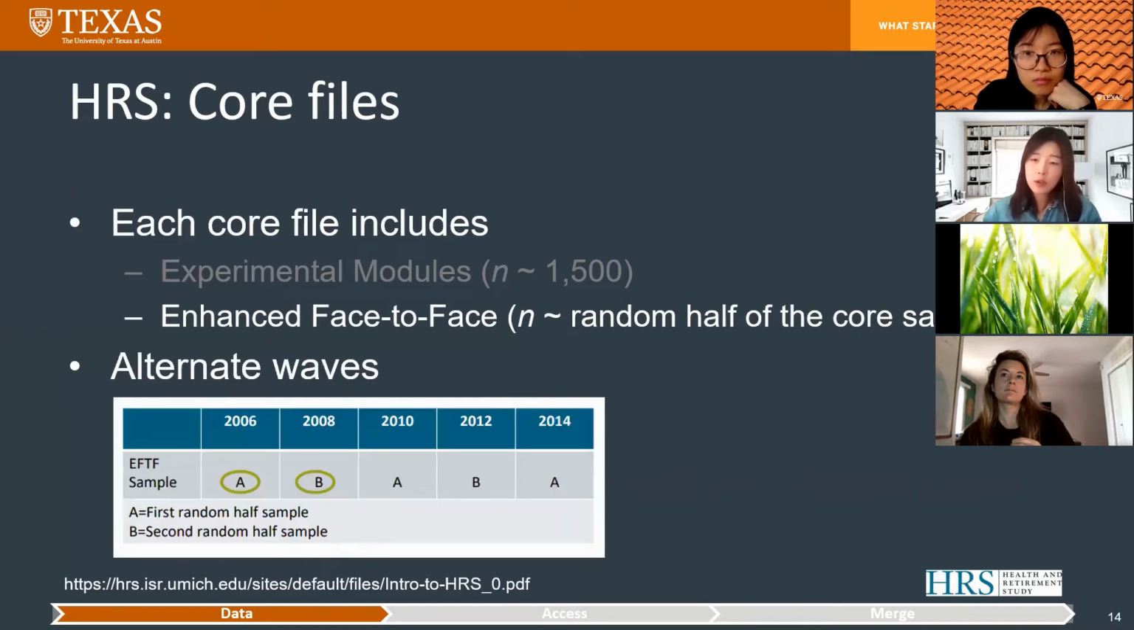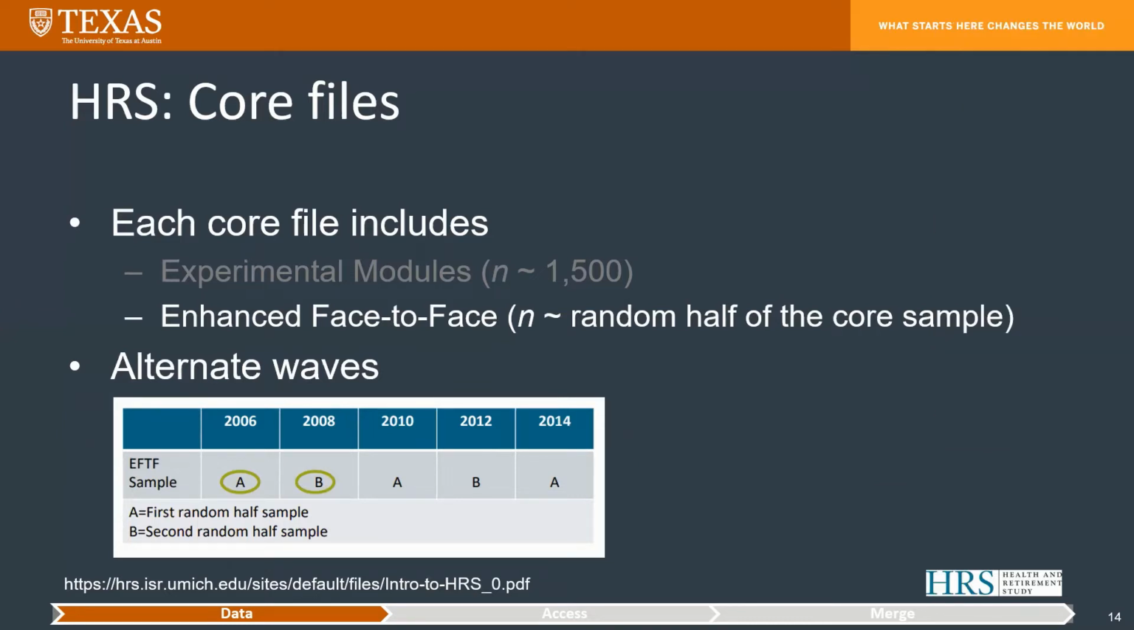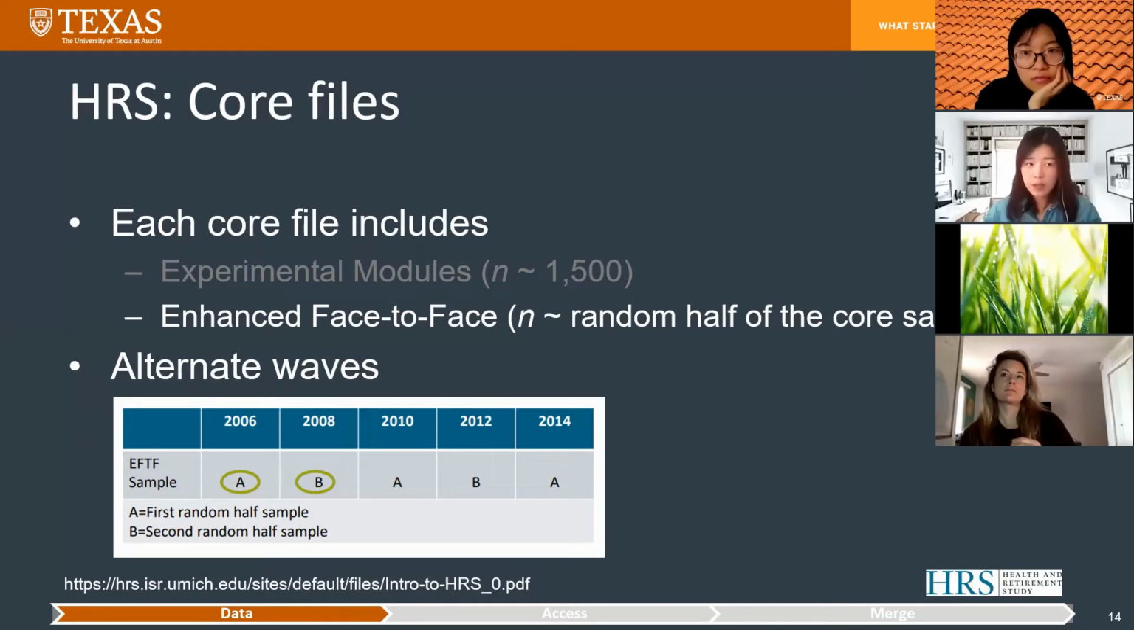It's important to know that data collected through enhanced face-to-face interviews is available every wave on a half sample. So this means that the information for the same person is available every 4 years. So if someone's interview in 2006 can be linked to their interview in 2010.